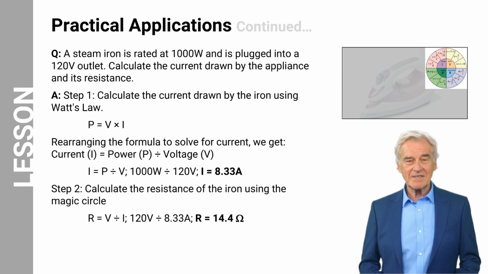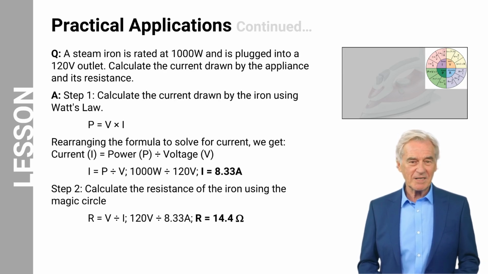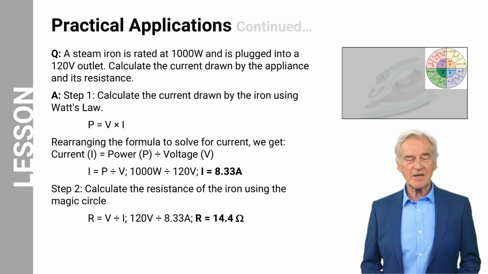Let us consider another common household appliance, such as a steam iron, and use Watt's law and the magic circle to calculate unknown values. The appliance is rated at 1,000 watts and is plugged into a 120 volt outlet. The question is to calculate the current drawn by the steam iron and its resistance.